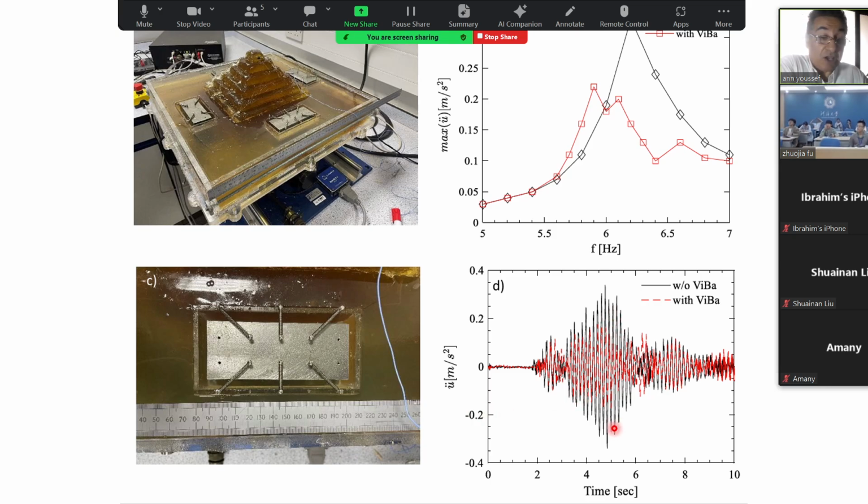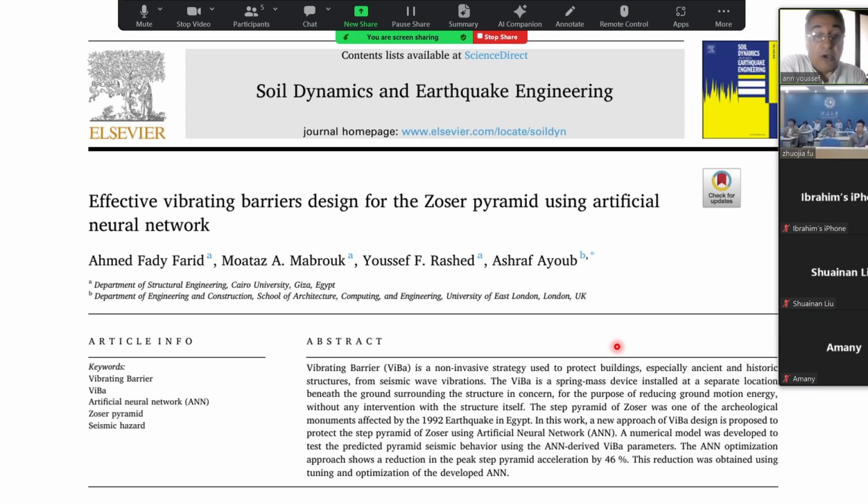And you can see the reduction. This is the black one without the vibrating barrier, and the red one with the vibrating barrier. You can see the reduction. It was about 27%. Where does the neural network come in now?